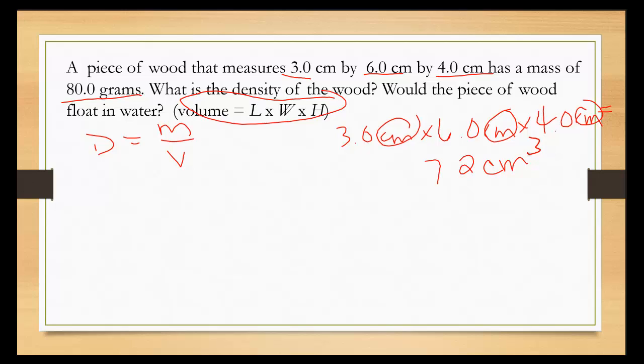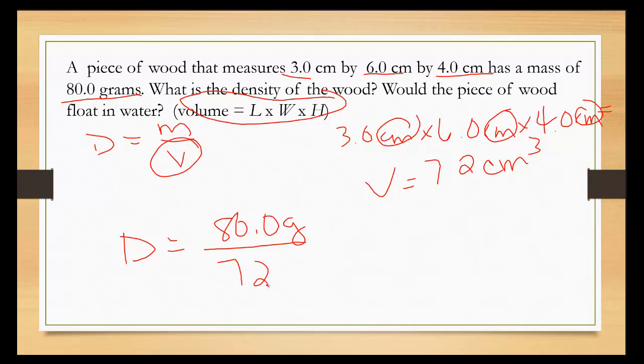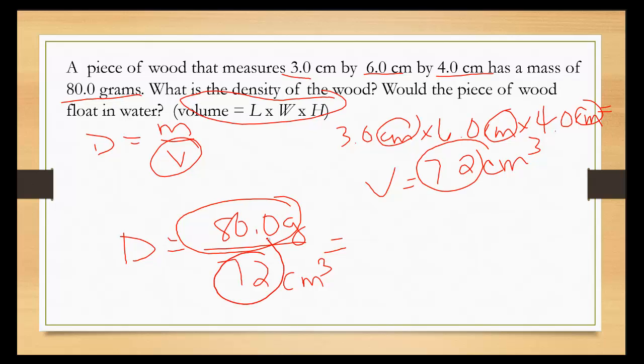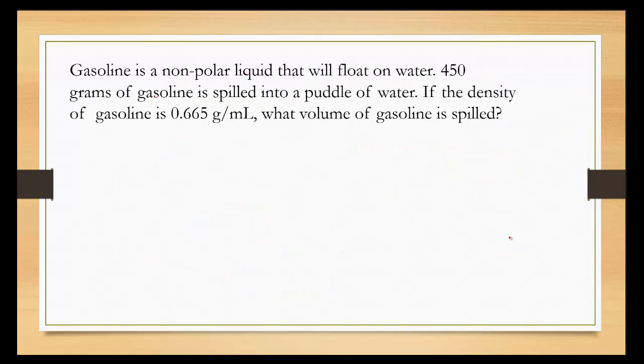That's going to be our volume, our bottom number. They give you 80.0 grams as the mass. That'll be my top number. I have 3 significant figures here, and I have 2 here, which means my answer is going to have 2 significant figures, which gives me 1.1 grams per centimeter cubed. We'll try one more practice problem for this video.